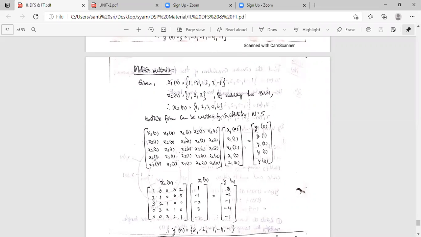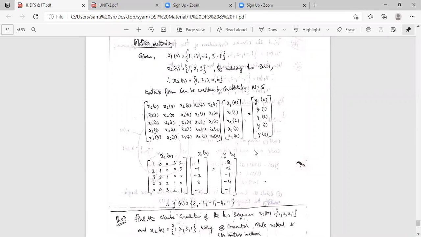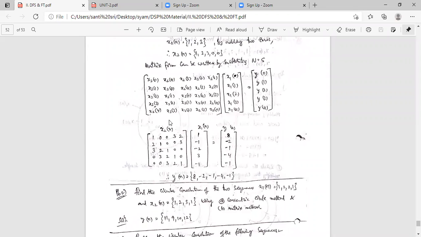Now we will do the simple multiplication of the matrix. The first row gives 1 into 1 plus 0 into minus 1 plus 0 into minus 2 plus 3 into 3 plus 2 into minus 1, that is equal to 1 plus 9, 10 minus 2, 8. So y of 0 is 8.